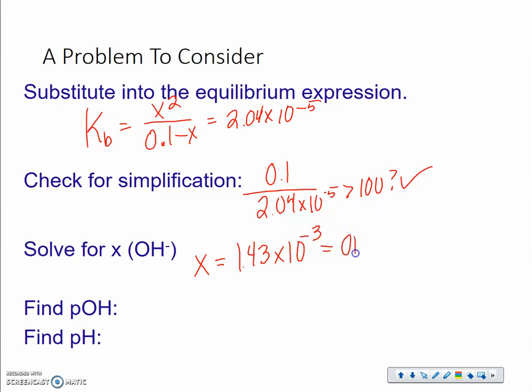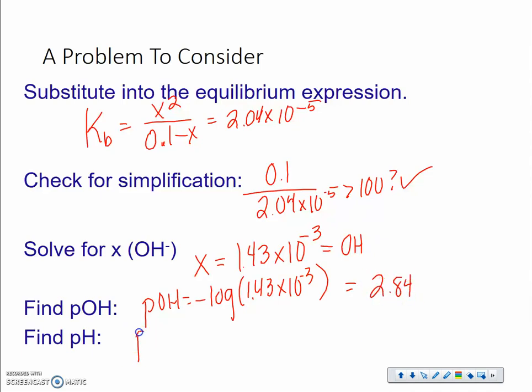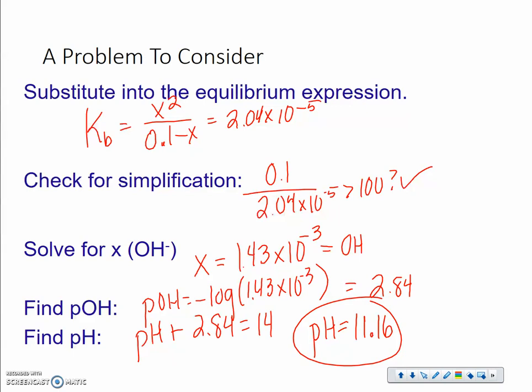X in this case is our OH. So what we first have to do is find our pOH. And then we can find our pH because those two are related. And then check to see if it makes sense. We know that this should be a basic reaction because we have a Kb, and our pH does signify that this is a basic solution, 11.16, greater than 7.